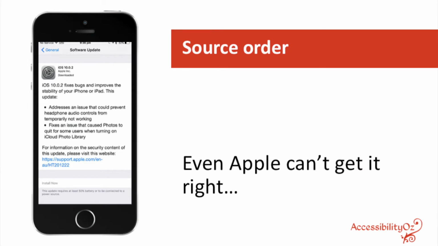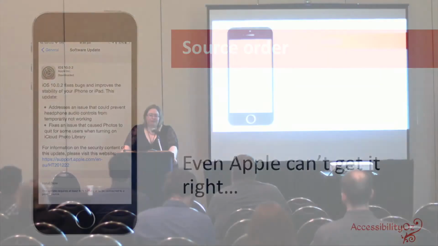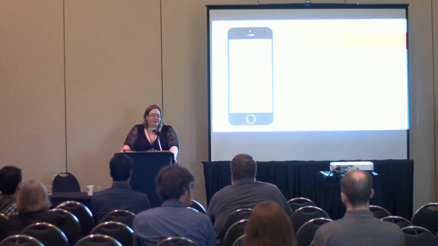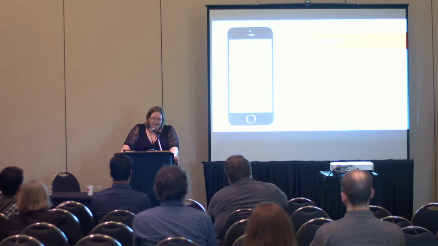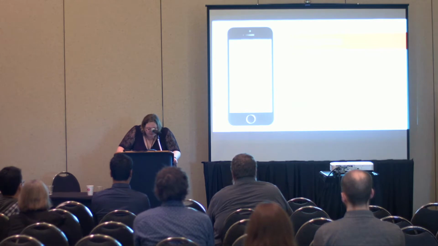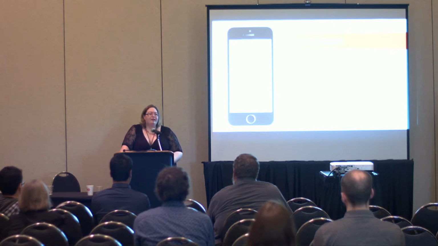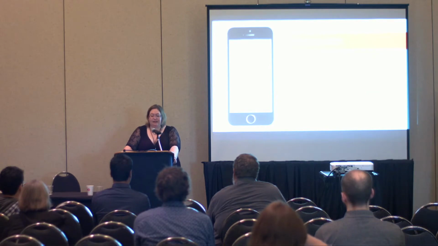And even Apple can't get this right. One night, I thought, okay, I will finally update my iPhone, and I must have tapped that little install now button that was greyed out five or six times, going, why is this not working? Then I finally read the tiny little grey text on the grey background underneath, which says, this update requires at least 50% battery or to be connected to a power source. So once again, it's something that we don't look at, and people with disabilities are just never going to see it.